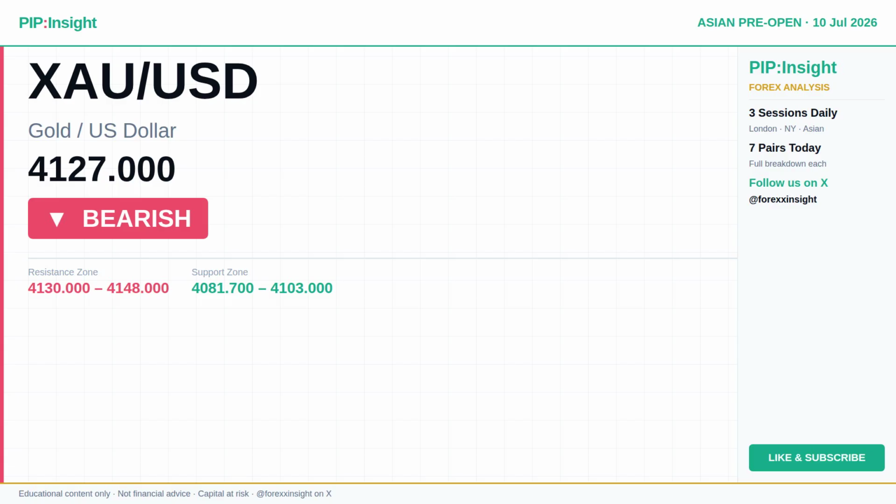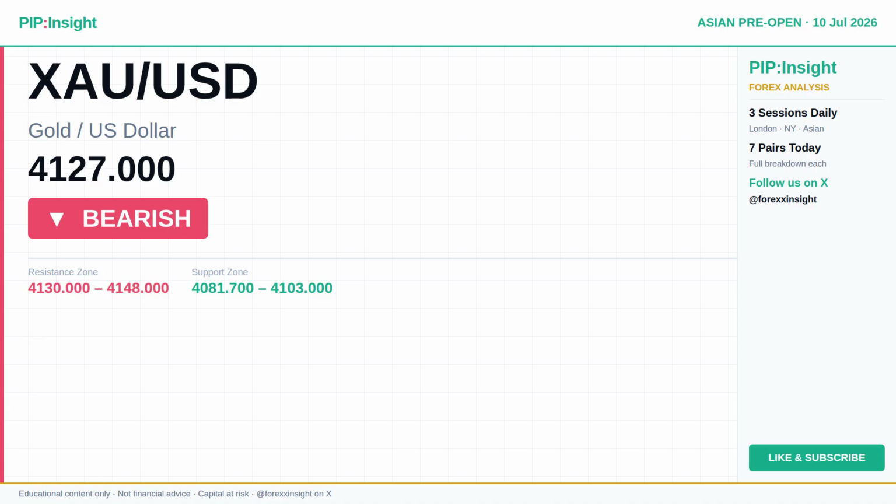Below that, the key support zone sits between $4,081 and $4,096. Worth noting, the 4-hour RSI is at nearly 73, deep into overbought territory, suggesting this rally from last week's lows may be running on fumes.